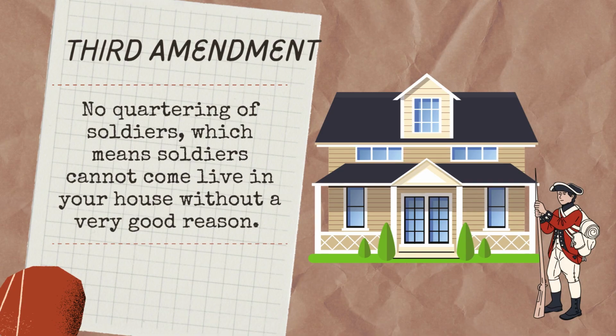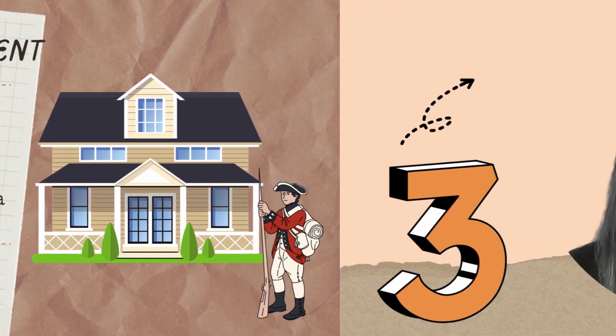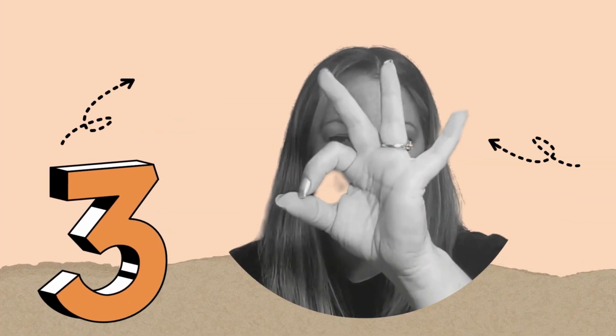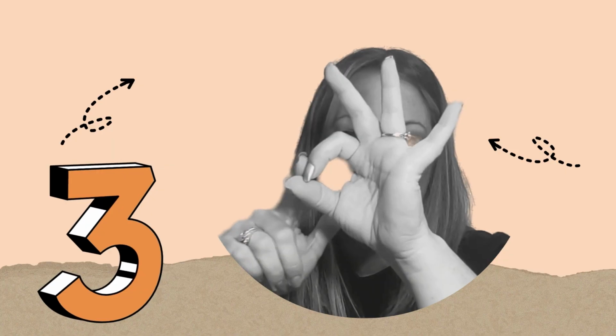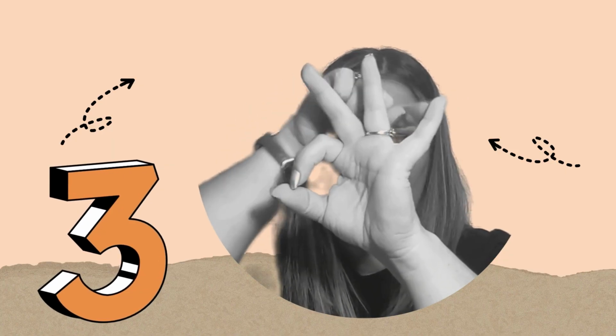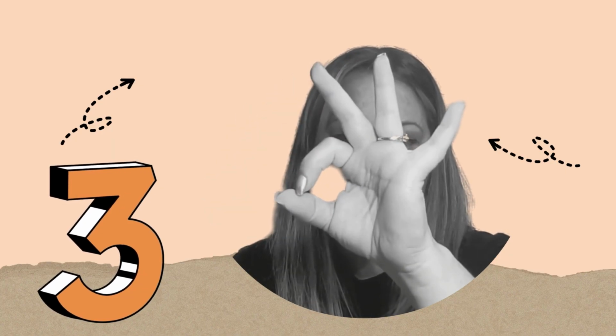Third Amendment, no quartering of soldiers, which means soldiers cannot come and live in your house without a very good reason. Third Amendment, no quartering soldiers. Notice the quarter size and the 3 for the Third Amendment.